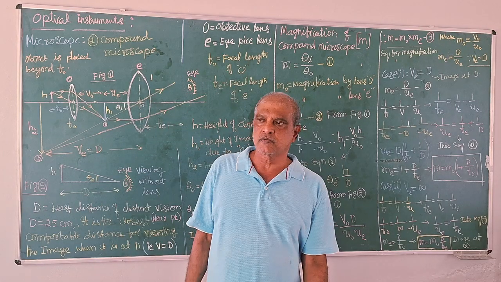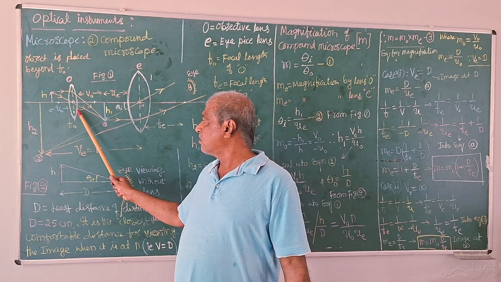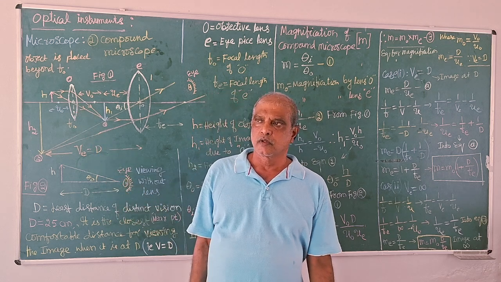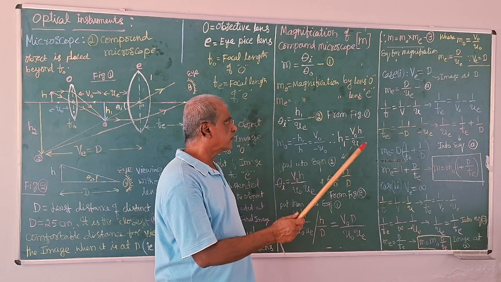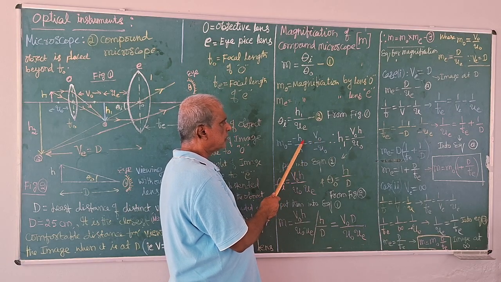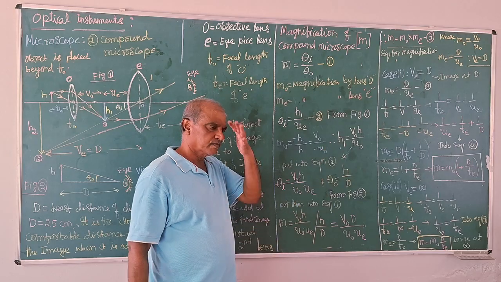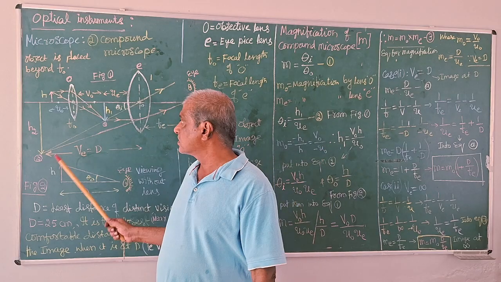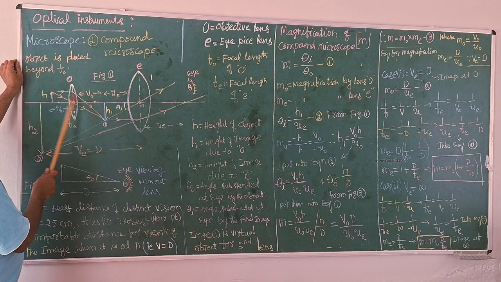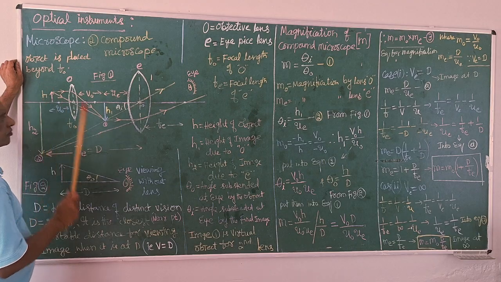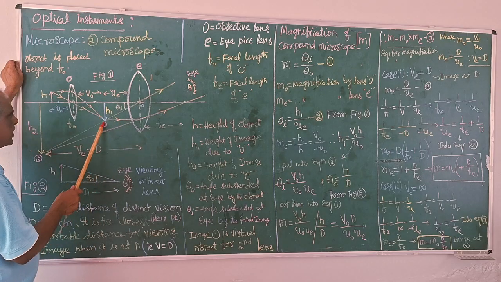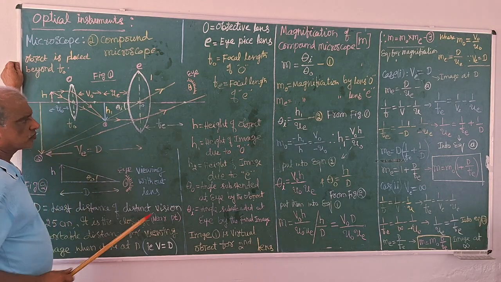The expression for h1 from the definition of magnification of the object lens. We have defined it either in terms of heights and distances. Height of image, distance of image, by the object lens. It is the height of the image, and h is the height of the object: h1 divided by h. Along with the sign, minus because it is inverted; if upright, plus.